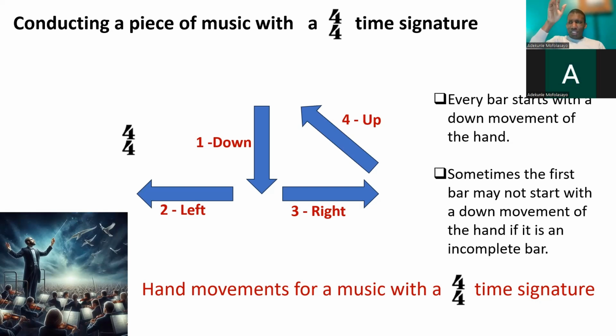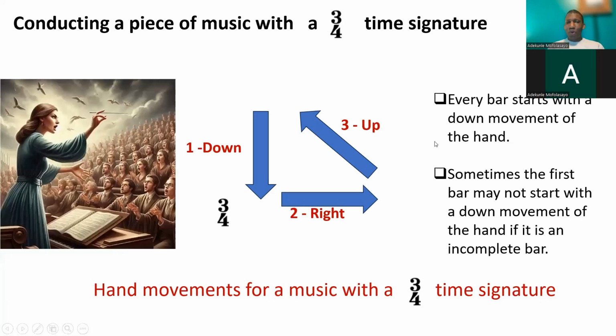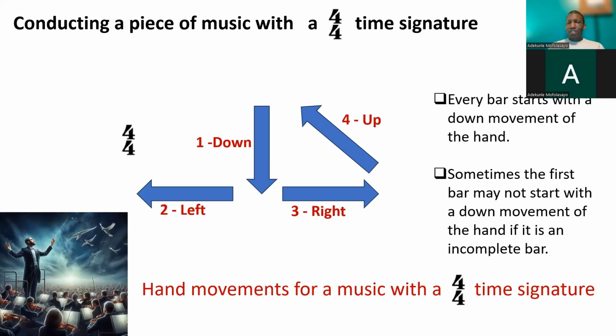You bring your hand down, you say down, left, right, up. Down, left, right, up. Then you say 1, 2, 3, 4. 1, 2, 3, 4. 1, 2, 3, 4. That is how to conduct music with a 4/4 time. Let's go back to that again. The 4/4 time, remember, means that we have 4 crotchet beats in the bar.